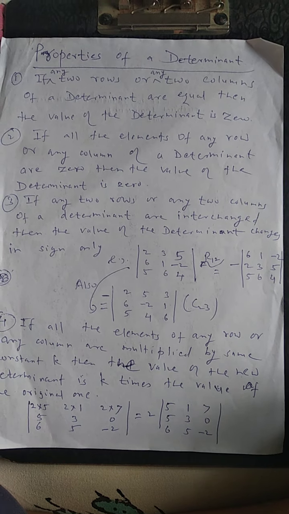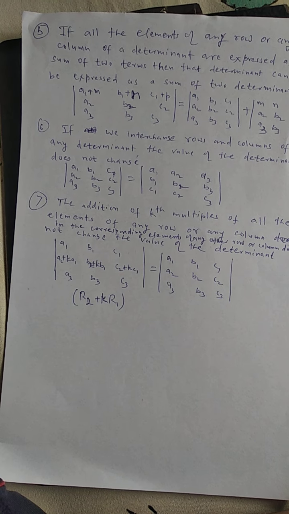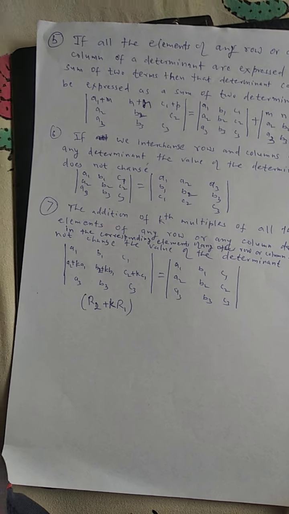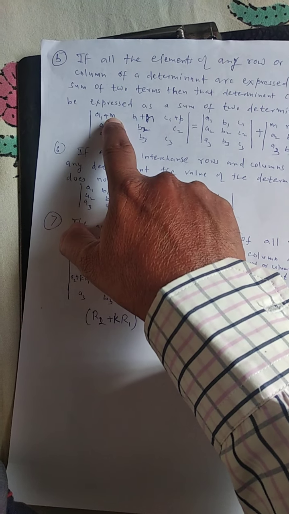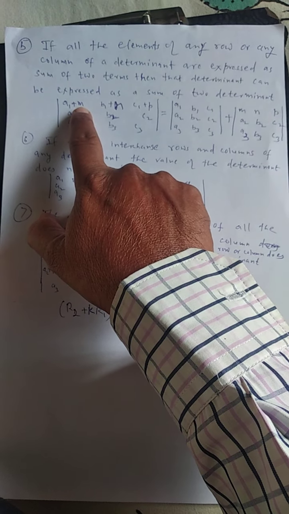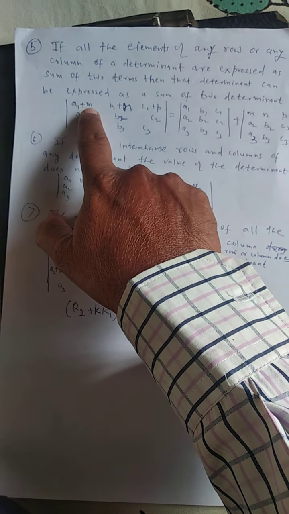So our original determinant is a1, b1, c1 in the first row, a2, b2, c2 in the second row, and a3, b3, c3 in the third row. Suppose we express all the elements of the first row as a sum of two terms: instead of a1 it is a1 plus m, instead of b1 it is b1 plus n, and instead of c1 it is c1 plus p.